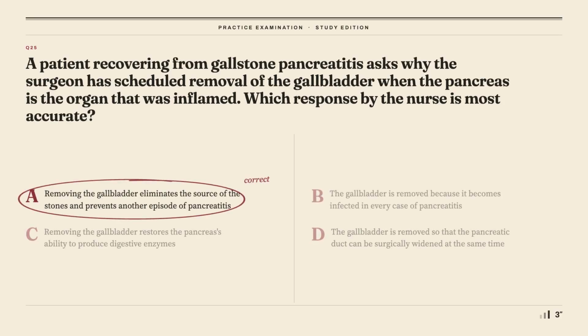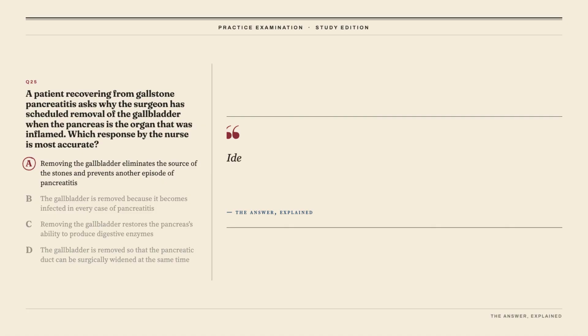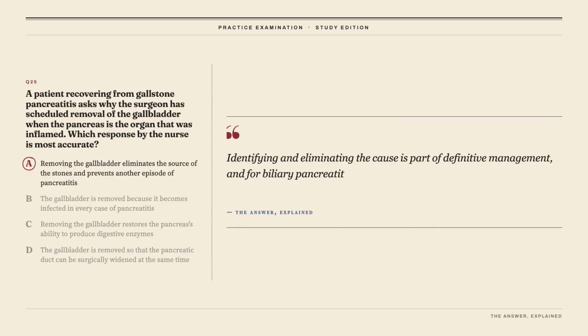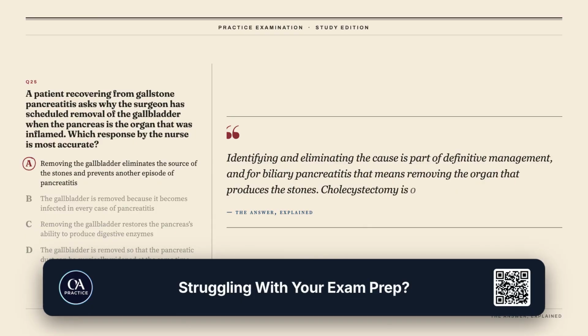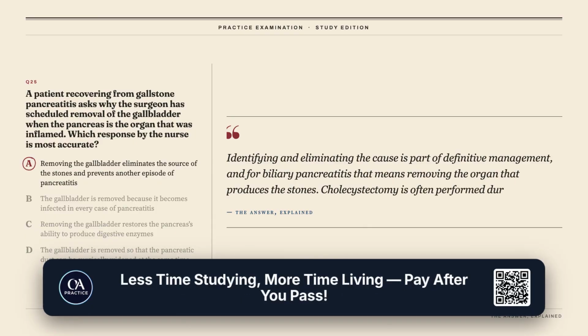The correct answer is A. Removing the gallbladder eliminates the source of the stones and prevents another episode of pancreatitis. A is correct because identifying and eliminating the cause is part of definitive management, and for biliary pancreatitis, that means removing the organ that produces the stones. Cholecystectomy is often performed during the same hospitalization once mild disease has resolved. Without it, another stone can impact at the ampulla and produce a repeat attack.